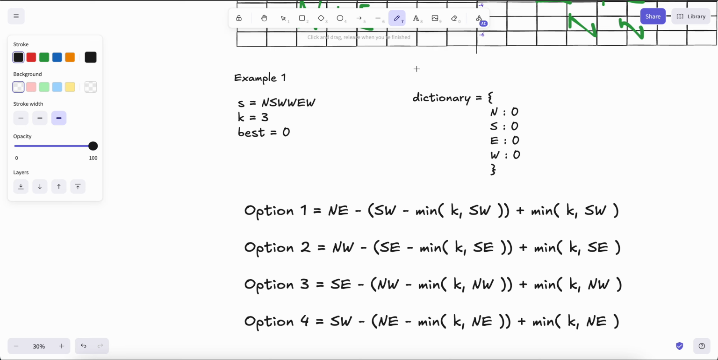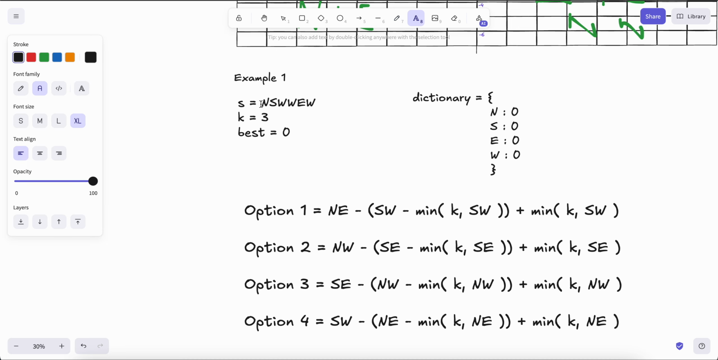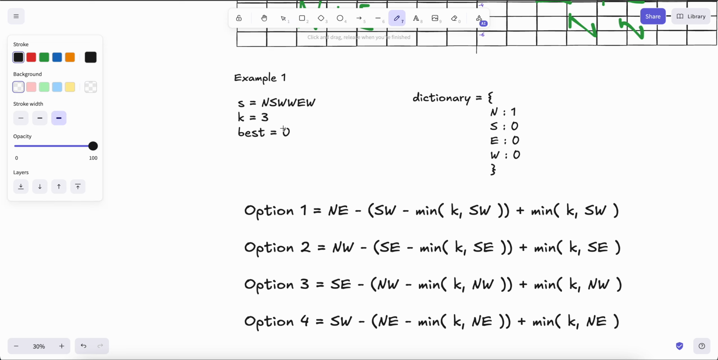Now let's try to solve this question step by step. Let's say I will start with the first letter, which is n. I'm going to have a dictionary here, and this dictionary will track the number of n, s, e, and w in the string. In this case, the first alphabet is n, so we're going to have a 1 here. So now let's move on.